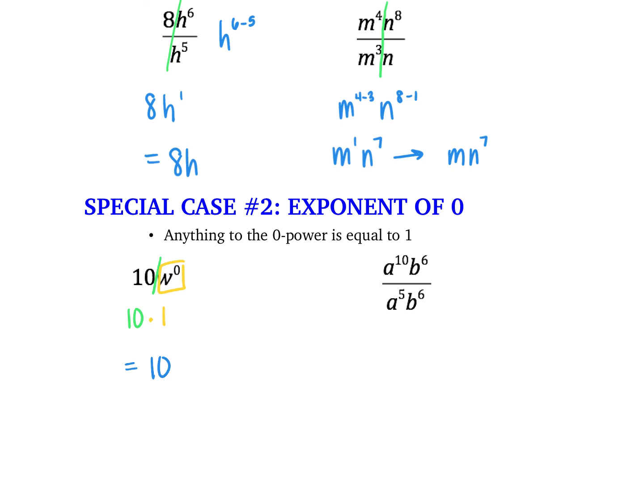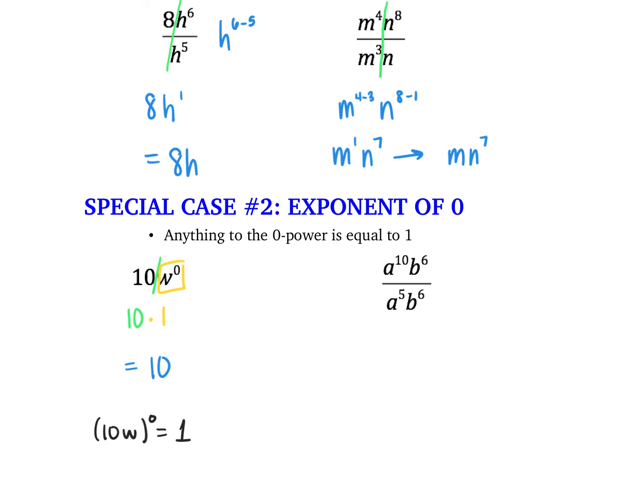So the whole thing isn't 1, because that 0 is only on the base of the w. If by comparison we had something like 10 to the w, or 10 times w all to the 0 power, that entire piece would be 1. So you hopefully can see those slight differences between those two problems.